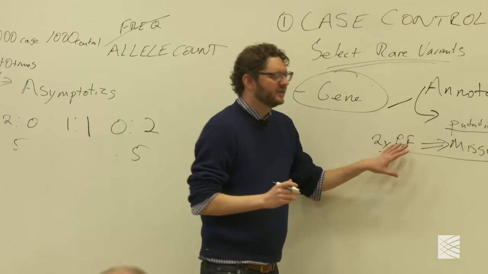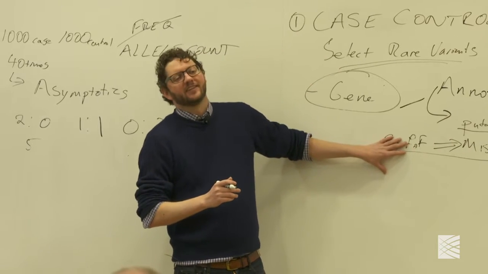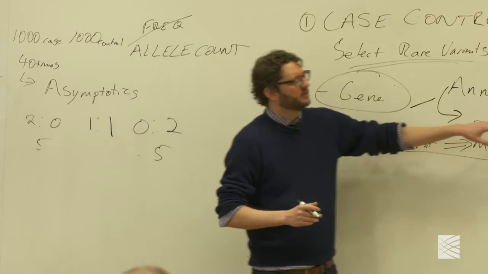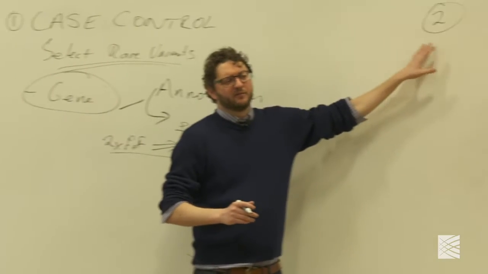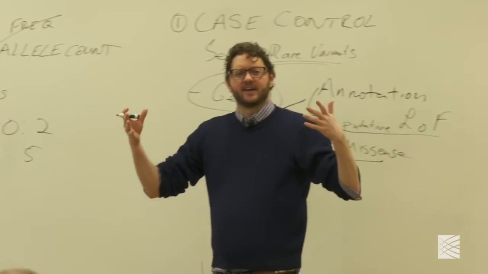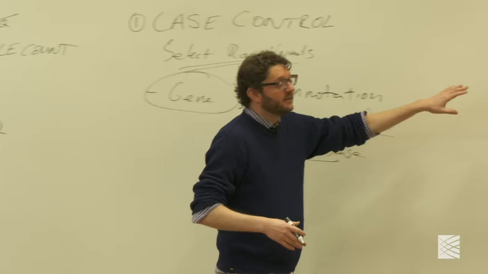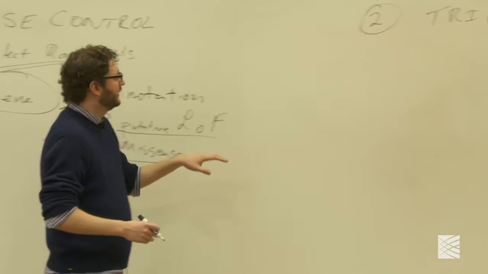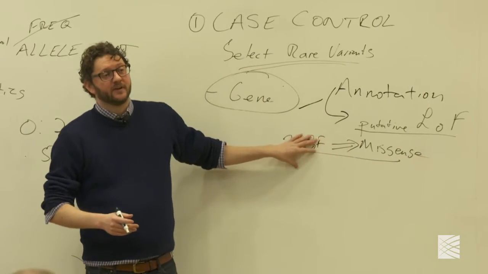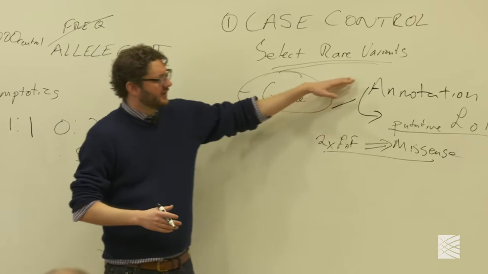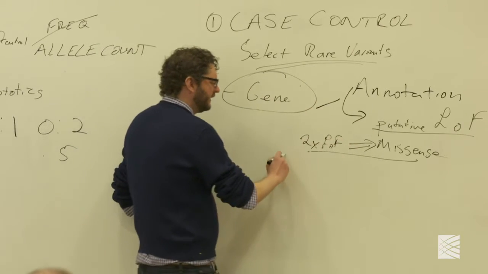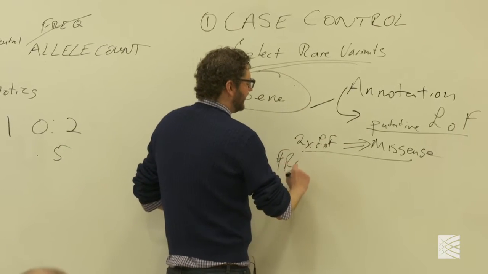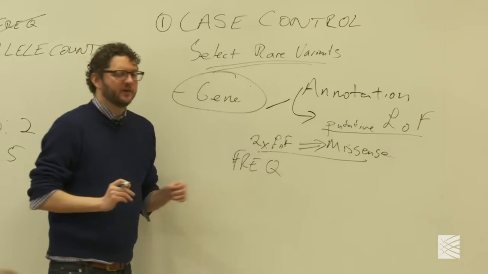And I'm just going to put a little marker down here and say we'll come back to that after we talk about the kind of trio and family-based design, because there's a different way of analyzing that, and the way we analyze this kind of data can help us interpret this kind of data. Okay? So now we've talked about annotation. Maybe we throw in frequency as another kind of conditional approach.